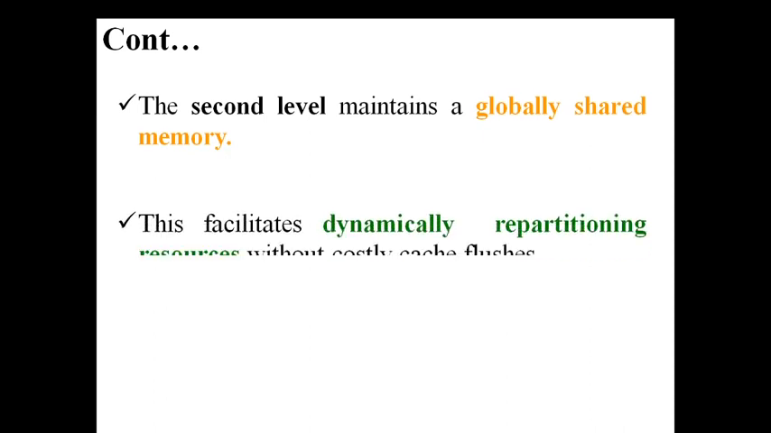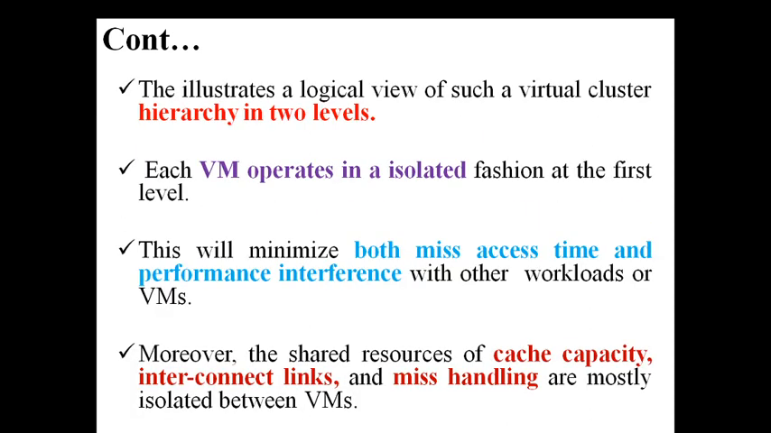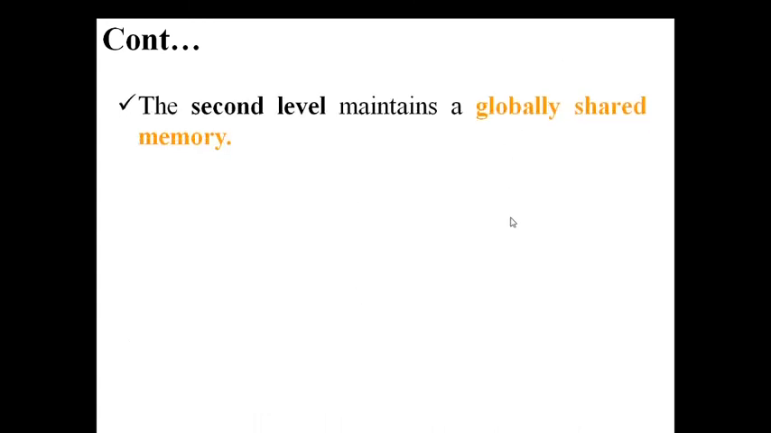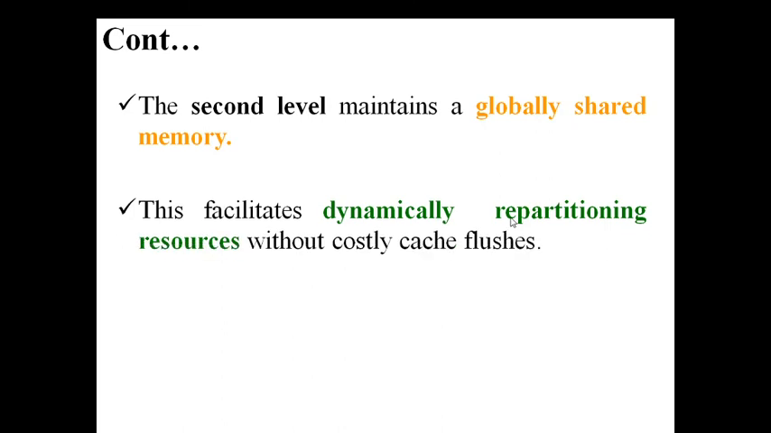What is the first level? Yes, the VM operates in an isolated fashion at the first level. This will minimize both access time and performance interference. The second level maintains a globally shared memory. Firstly, we have to be satisfied by ourselves, because the data has to be available in the local memory only. If not, in some cases, they have to move to the global memory. Okay, right. So this is about 3.5.